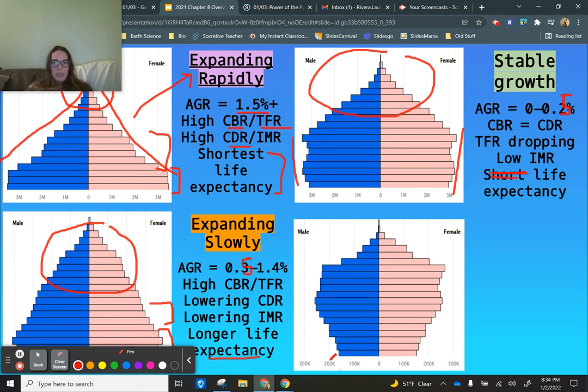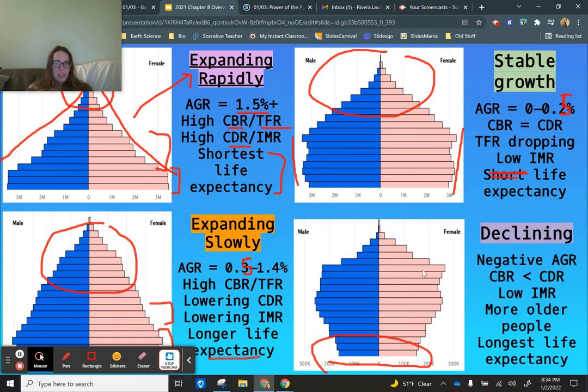And then last but not least, this one's becoming more and more common. Notice we have a really small base. This is what I call the cup shape, and it tells us that a population is declining. So we're going to see more negative growth rates because our birth rate is much lower than our death rate. We have more people dying than being born, so our population's not going to grow.